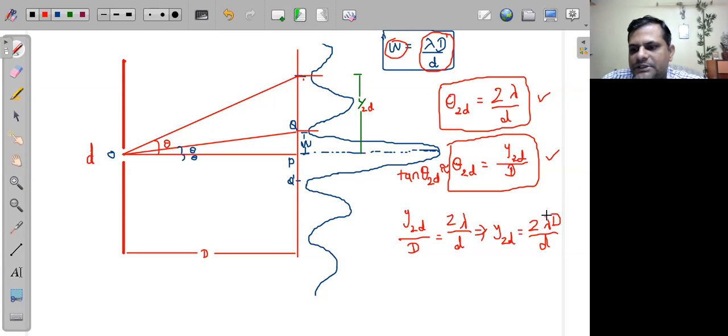So if you just replace it here, यहाँ पे अगर हम इस lambda into capital D upon small d को w बोल देते हैं, तो y2d can actually be expressed as simply 2 times of w. Remember, so second dark band का जो distance है वो 2 times of w हुआ करता है. ये हमने इसमें से प्रूव किया. जबकि फर्स्ट डार्क बैंड का जो डिस्टेंस होता है तो वो lambda capital D upon small d होता है. ये हमने ऑलरेडी प्रूव करके रखा है. So in general we can just talk about the nth dark band now.